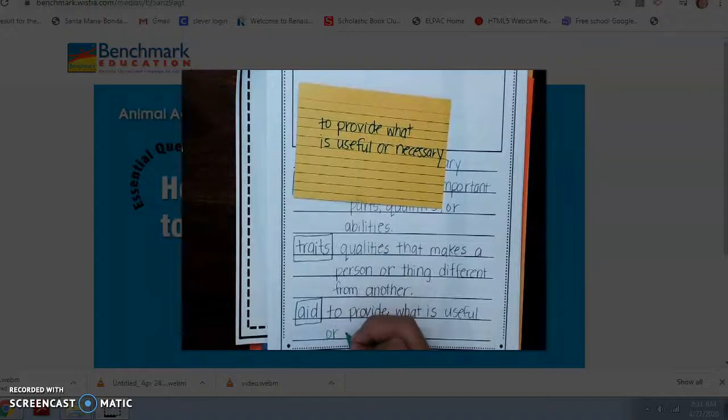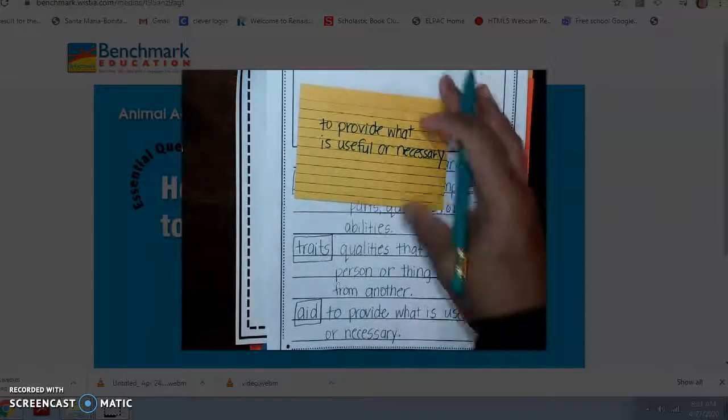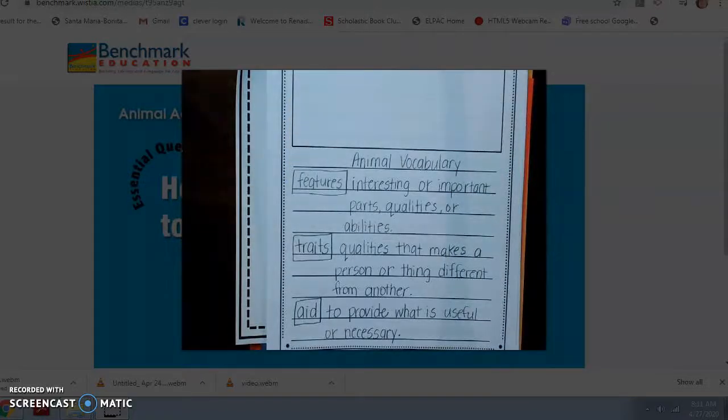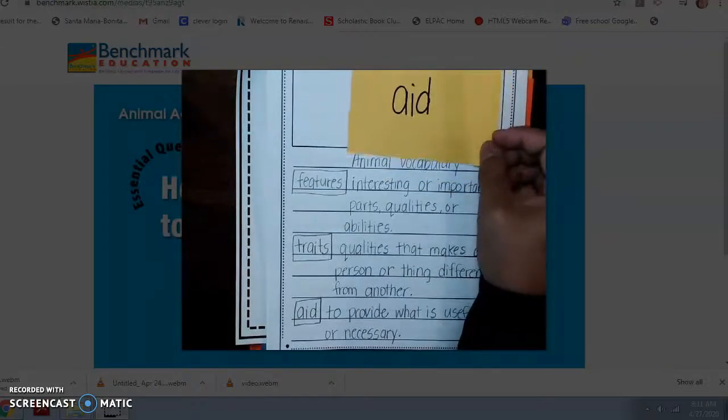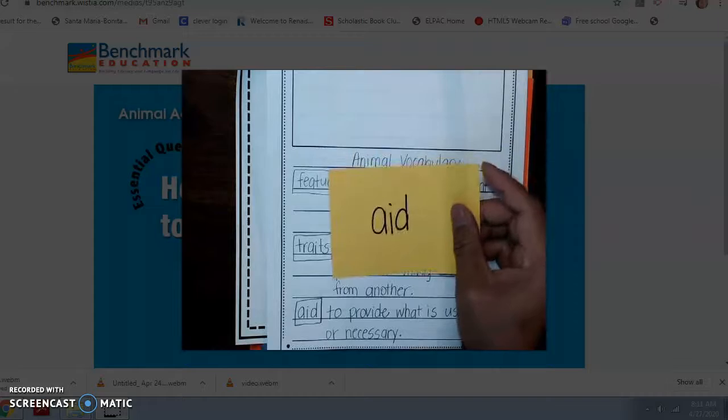Again, pause the video at any moment, boys and girls, where you feel like you need to catch up on all the vocabulary words. So the word aid is basically used when we're talking about animals. We're talking about how a certain feature or trait helps the animal to be useful. How does it help him to be useful or necessary to survive, basically, because that's what animals are really doing out in the wild. They're trying to survive. So what kind of feature or trait aids them in their survival?